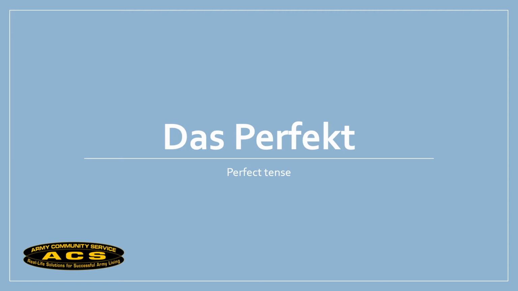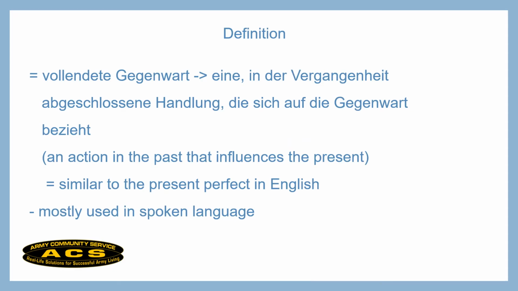Just like in the English language, the German language has multiple tenses, and of course, multiple past tenses. One of them is called das Perfekt. So das Perfekt, or let's call it perfect tense, basically refers to an action that happened in the past, but still influences the present. You could say it's similar to the present perfect tense in English.